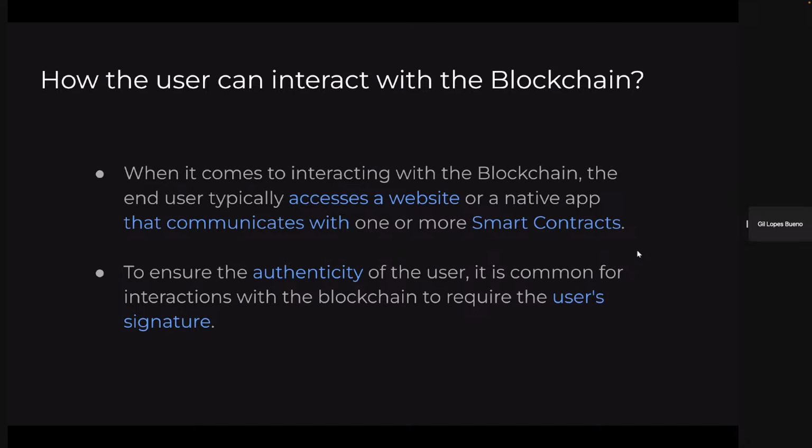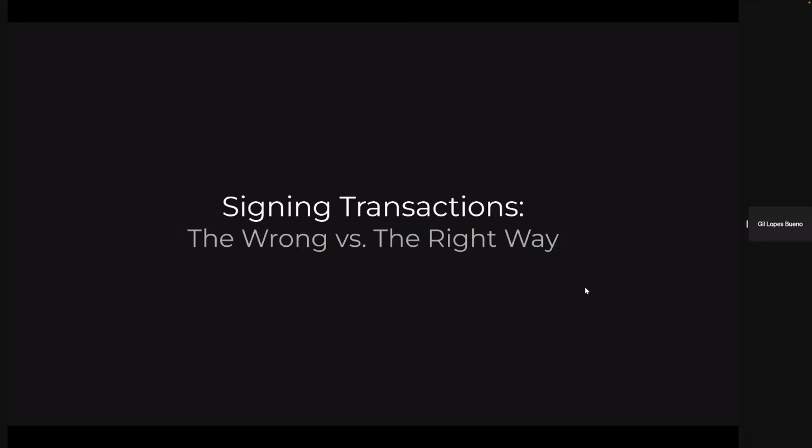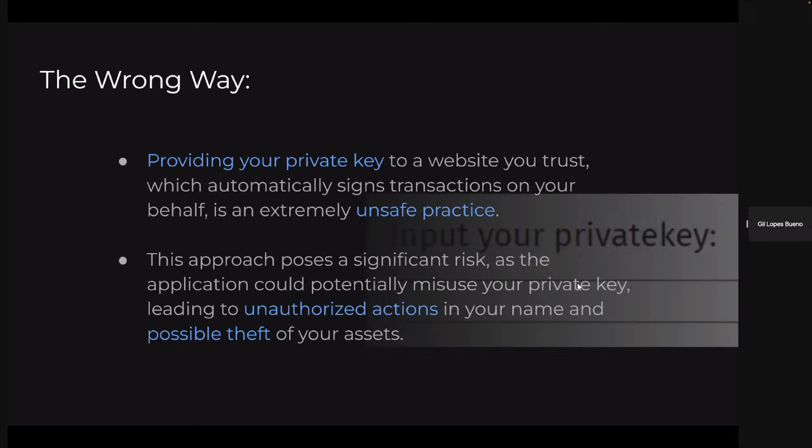Previously, back in the day, we had a lot of old-fashioned ways to do this kind of thing, and I'm going to show you how not to do it and how to do it today. So the wrong and the right way to sign transactions. The wrong way: providing your own private key. If you provide your own private key, the application with your private key can sign transactions, but this is a very unsafe practice because you will let the application do anything it wants with your private key.